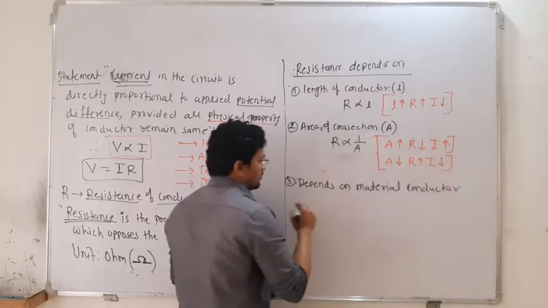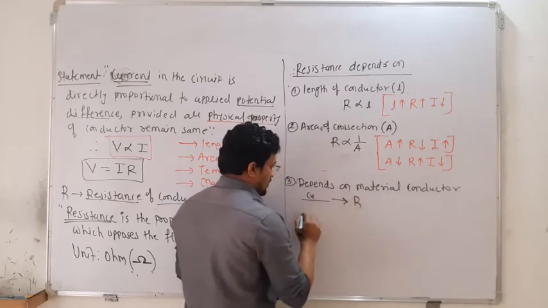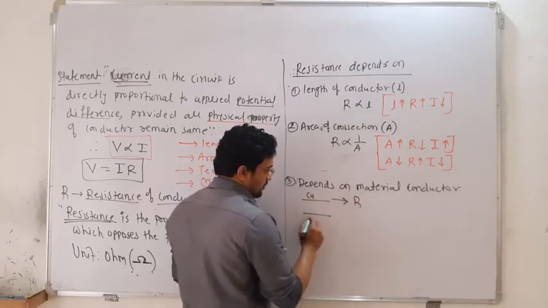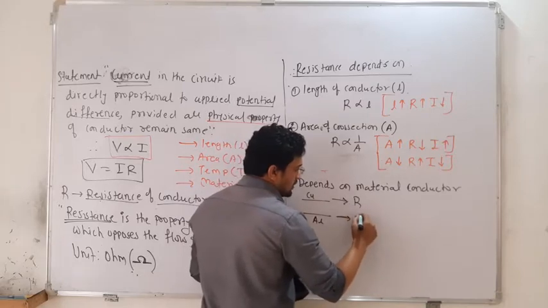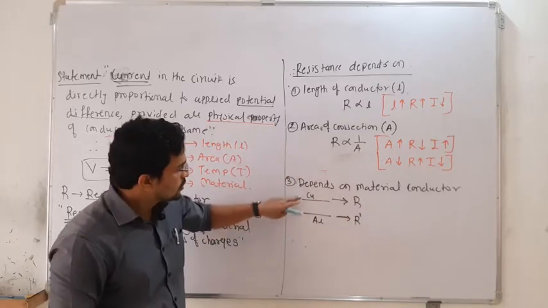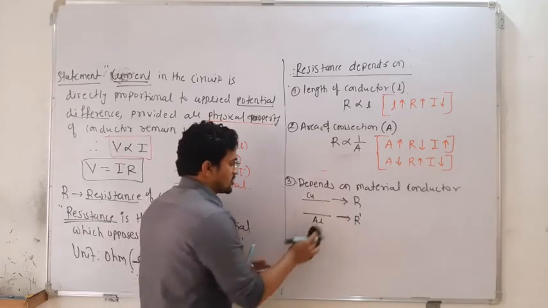That means if the wire is made up of copper, its resistance is R. If it has the same length and same area but is made up of aluminum, then you will not get the same resistance. It may be a new, different resistance. So different materials offer different resistance values. Remember this one.